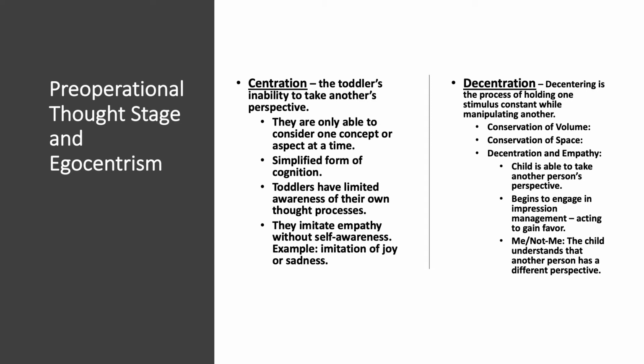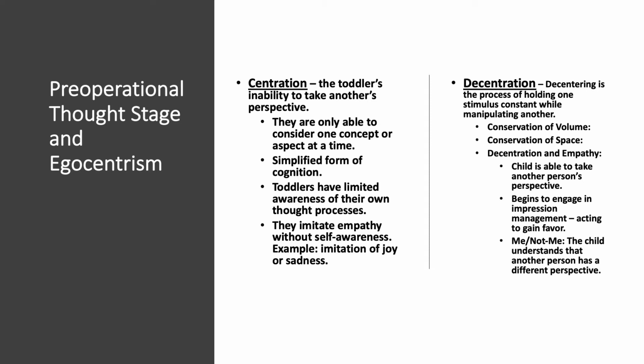Conservation of volume is when you take a tall container and pour it into a short container, showing them that the volume is constant between the two containers. When you ask them which one holds more, they'll still rely on a single characteristic of the fluid, which is that the taller one holds more fluid, even though they can see that the volume is the same. They can't hold volume constant.